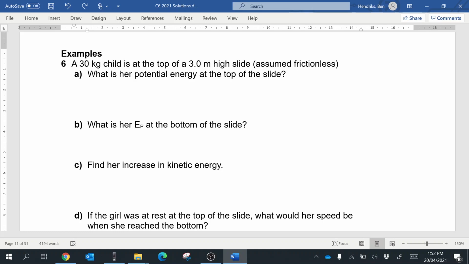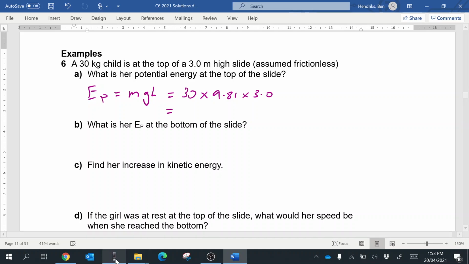In this example, example 6, we have a 30 kilogram child at the top of a 3 meter high slide, assume frictionless. What is her potential energy at the top of the slide? Our EP equals mass times gravity times height, which is equal to 30 times 9.81 times 3.0.